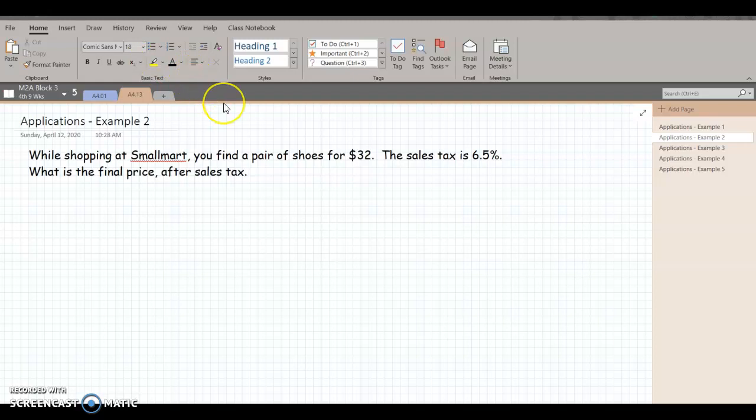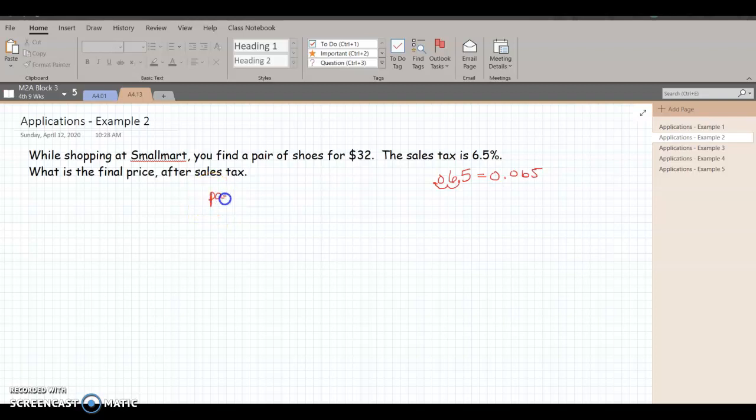Well, the first thing I think I'm going to do is convert 6.5% to a decimal. So 6.5% as a decimal would be 0.065.